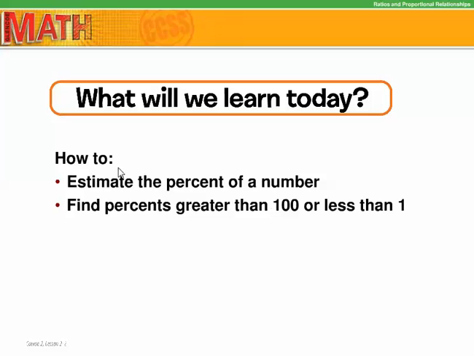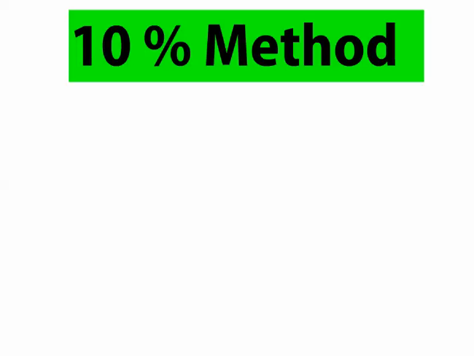So today our goals are what we'll learn: estimate the percent of a number, estimate's the keyword, and then find percents greater than 100 or less than 1. Because those get kind of awkward, because for whatever reason, we kind of throw out what we learned and we just assume things are happening. And we want to make sure we're trusting what we know. So let's get started and see what we can find out.